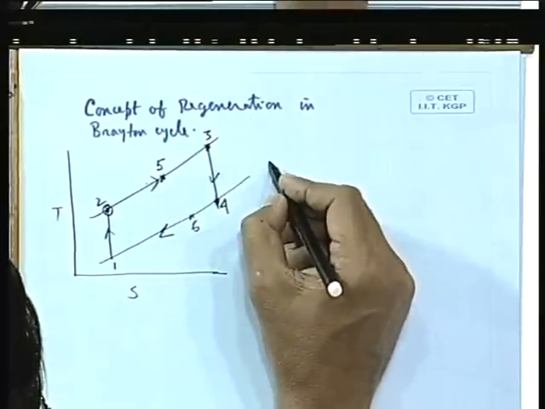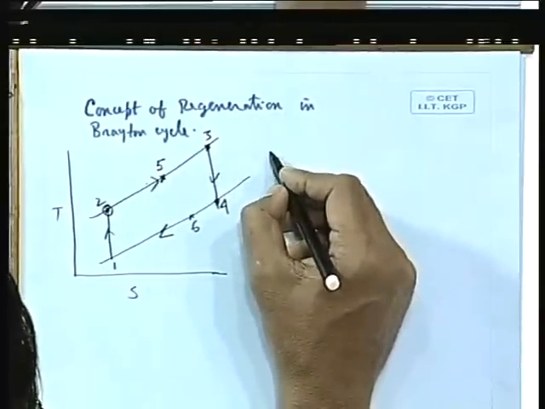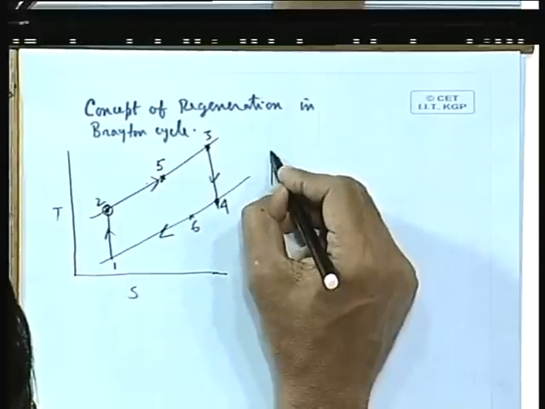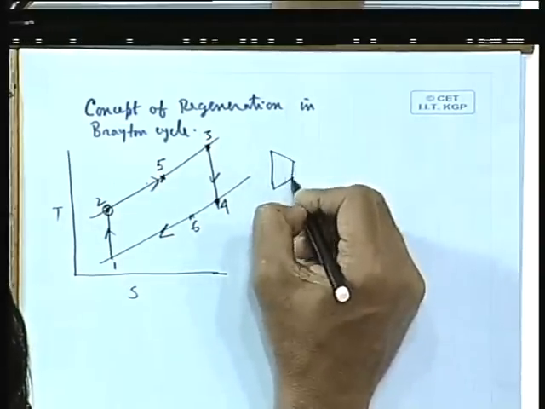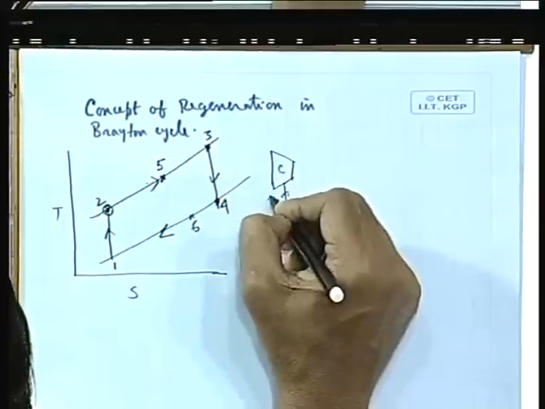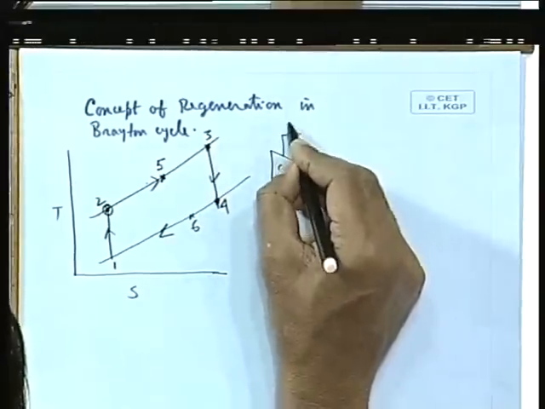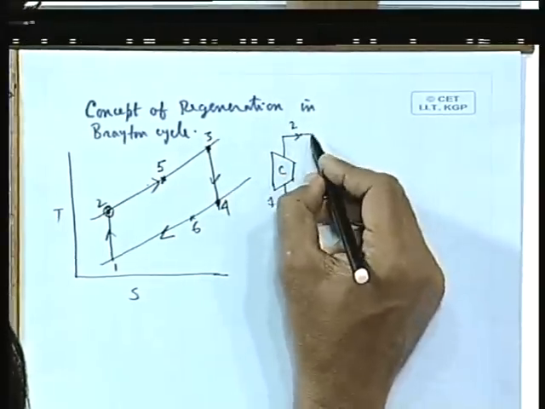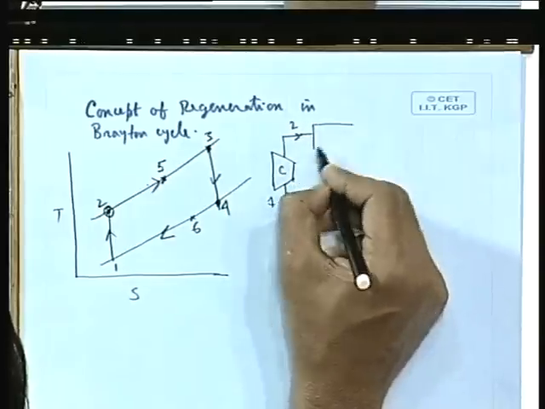It is better to consider a closed system first. So, this is the compressor. It takes in at 1 and delivers at 2. So, before going to the combustion chamber, it is being heated.